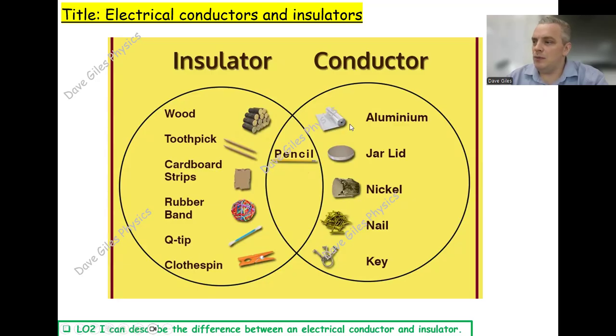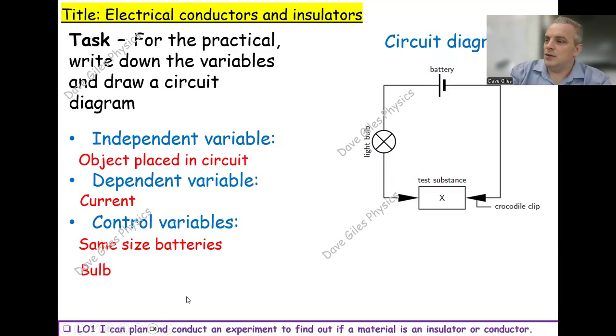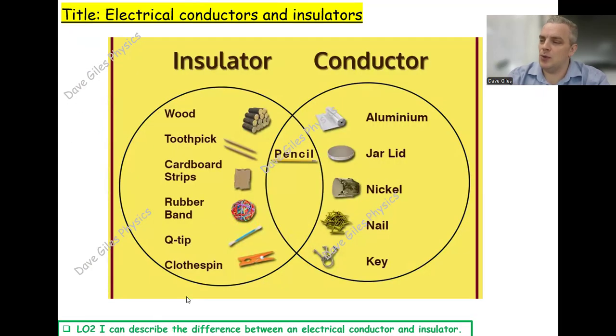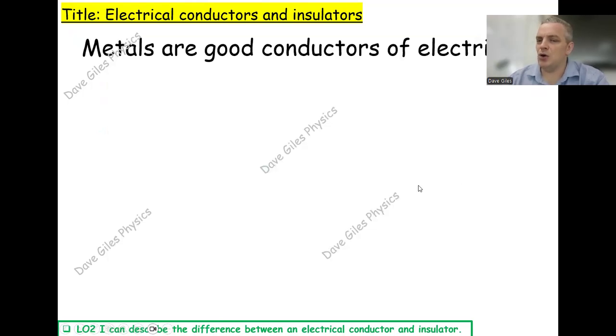So that's the first objective finished: plan and conduct an experiment to find out if a material is an insulator or conductor, and these are the results you'll get. Moving on to the second objective, describe the difference between an electrical insulator and conductor. We've listed some things here that are insulators and conductors, which you can read yourself. Now we're going to look at why.